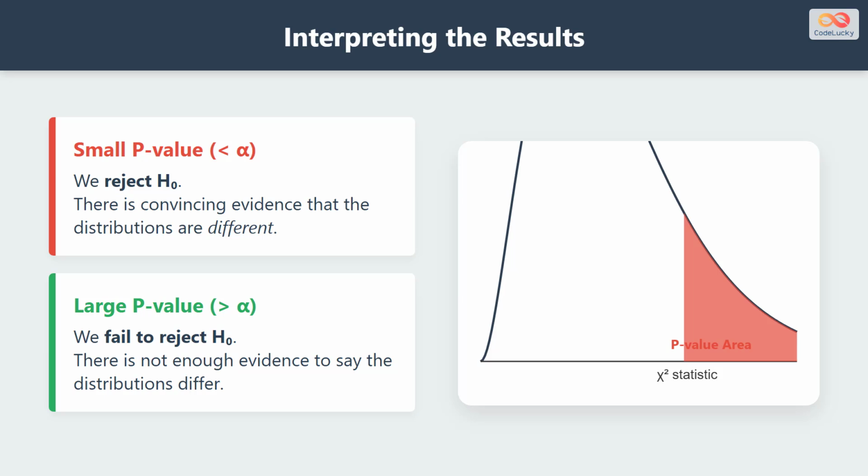Finally, we look at the p-value associated with our chi-square statistic. If the p-value is lower than our significance level, typically 0.05, we reject the null hypothesis. This gives us convincing evidence that the distributions are different. If the p-value is high, we fail to reject the null hypothesis, meaning we don't have enough evidence to say the populations differ.